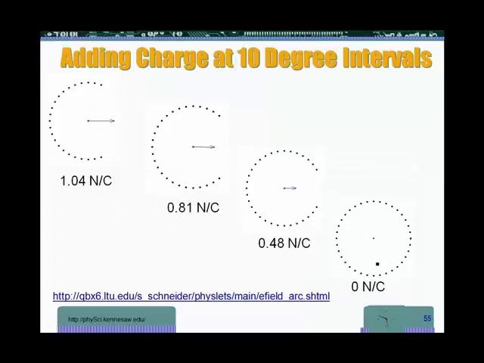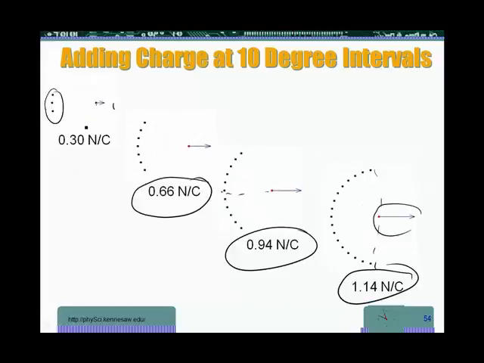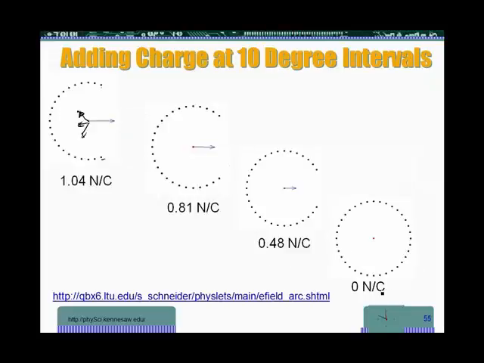Now, what if I keep on adding? Now, what's going to happen is these charges are going to have an electrical field pointing in the opposite direction. What's that going to do? It's going to diminish that horizontal component because, again, they cancel out vertically, but that horizontal component is going to be in the negative direction. So instead of having 1.14, you see here we have 1.04 newtons per coulomb.